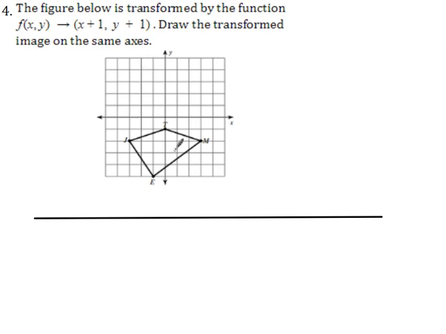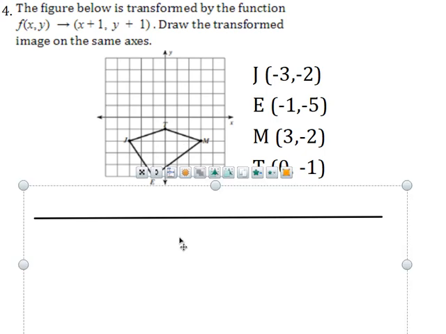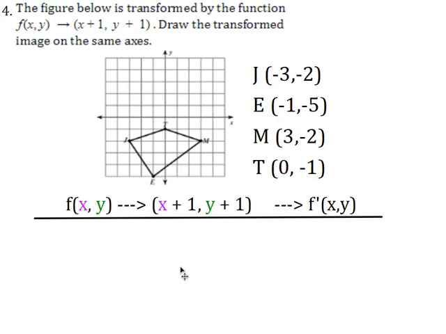Sometimes we're given a picture on a graph, and then we're asked to draw the transformed image on the same axis. So first we have to actually transform the function, find the new points, and then we can go back and draw them. It's most helpful if we first find the points that are already there, J, E, M, and T. We're going to take each of those and transform them.